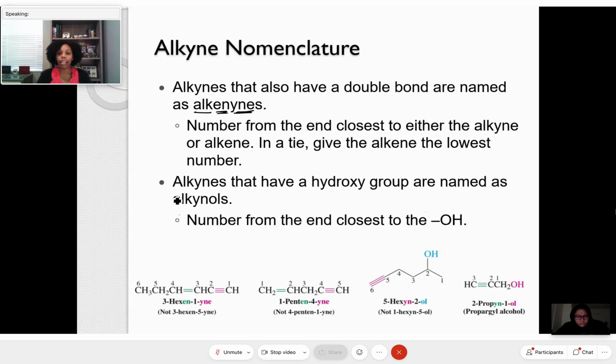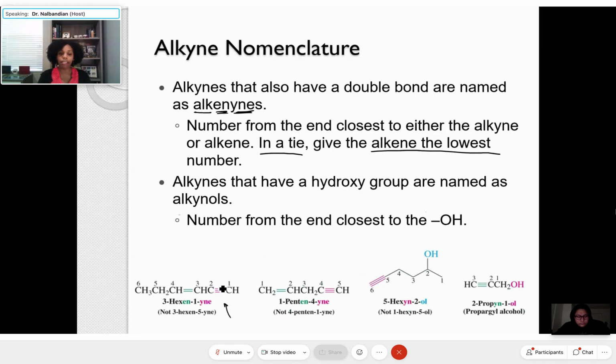So for an alkene-yne, you're going to number from whichever end gets you to the alkene or the alkyne as quickly as possible. Either one, whichever one you get to first. If you have a tie, then the alkene gets the lowest number. So let's look at this first one.